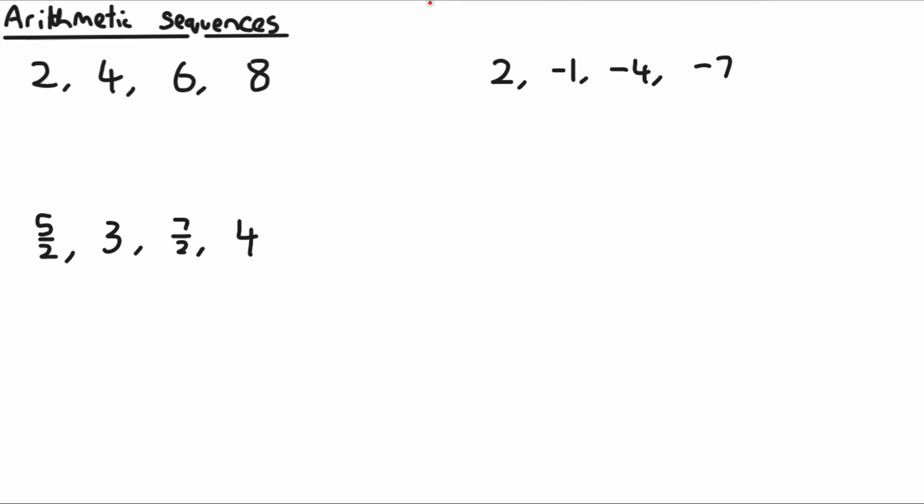This video is on arithmetic sequences. An arithmetic sequence is when the difference between each term is constant. Here we have a few examples.